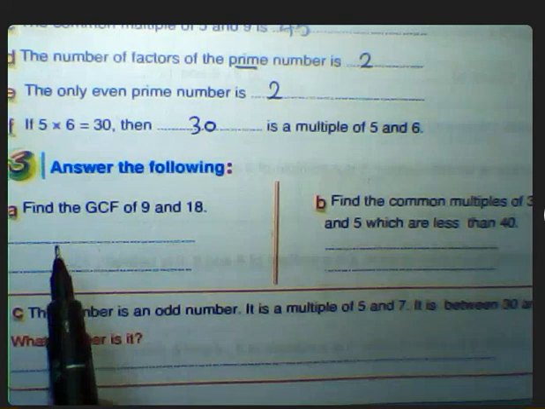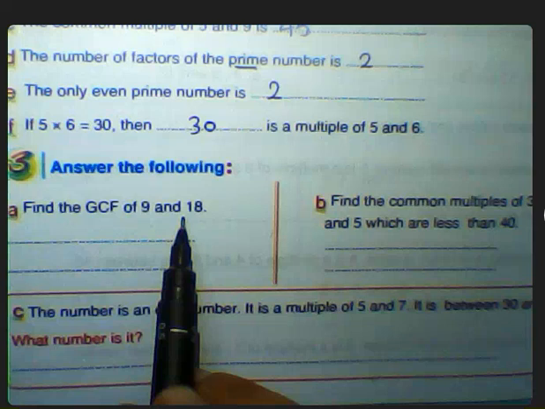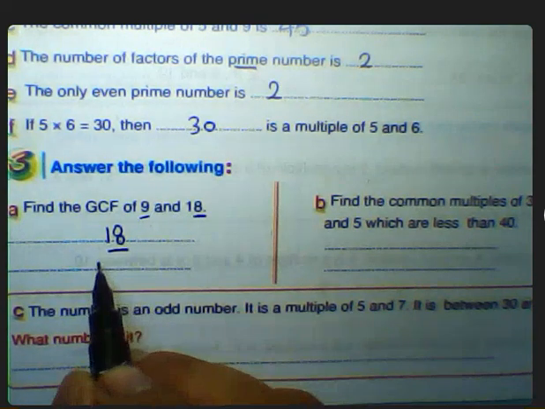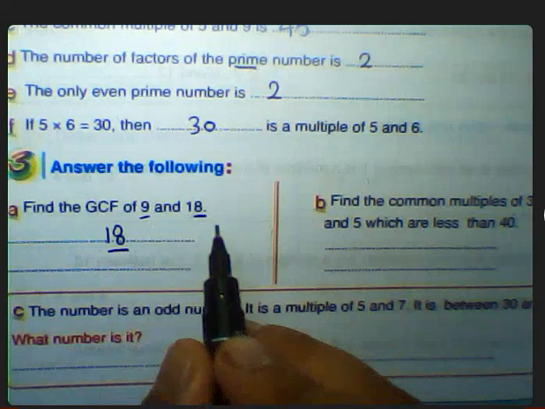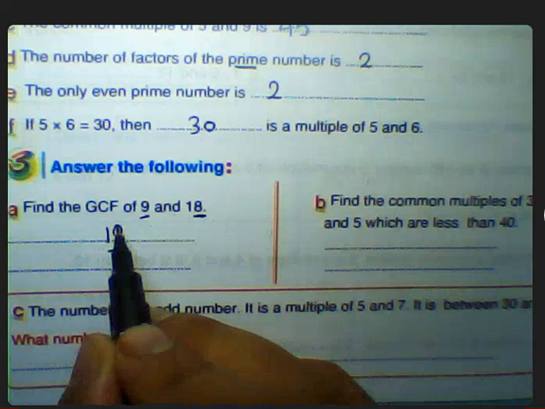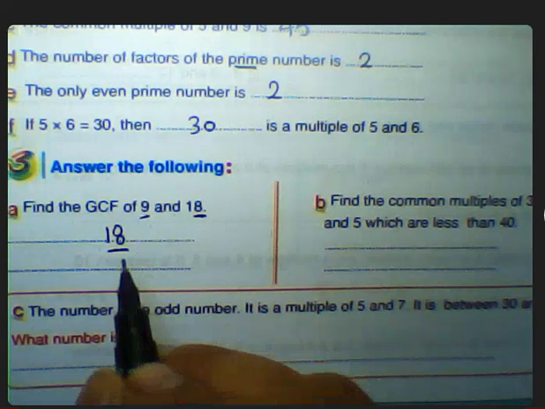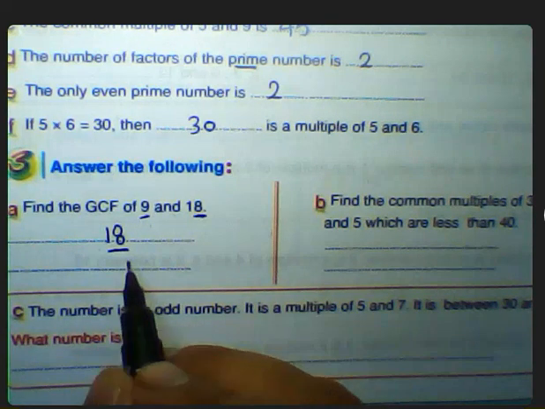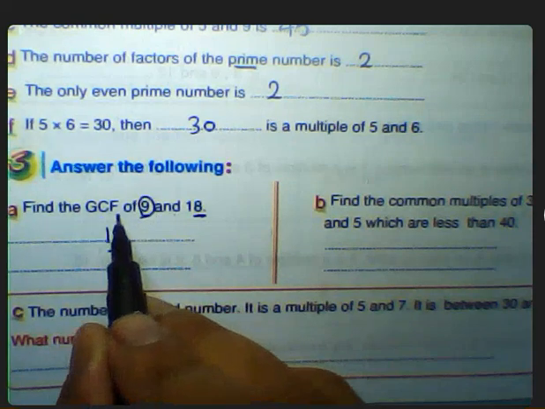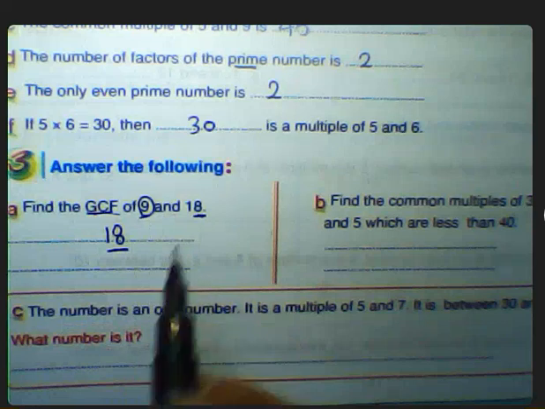Answer the following. Find the greatest common factor of 9 and 18. 18 can be divided by 9. You want to find the greatest common factor of 9 and 18. 18 can be divided by 9, then 9 is the greatest common factor. We can factorize 18 and 9 and choose the common factors. Then 9 is the greatest common factor of 9 and 18.